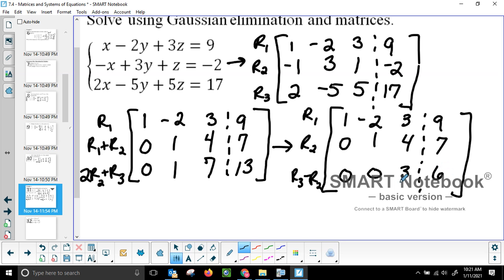Now I want this to be a 1, and we could do a whole new step, but we don't really need to. We can just take this whole row, since both of these are multiples of 3, and multiply it by 1/3. So that means this is going to be a 1, and this is going to be a 2. Okay, now we have it in row echelon form.